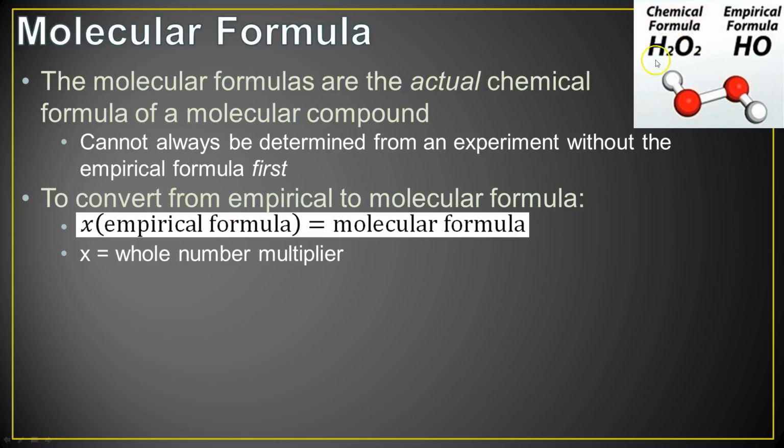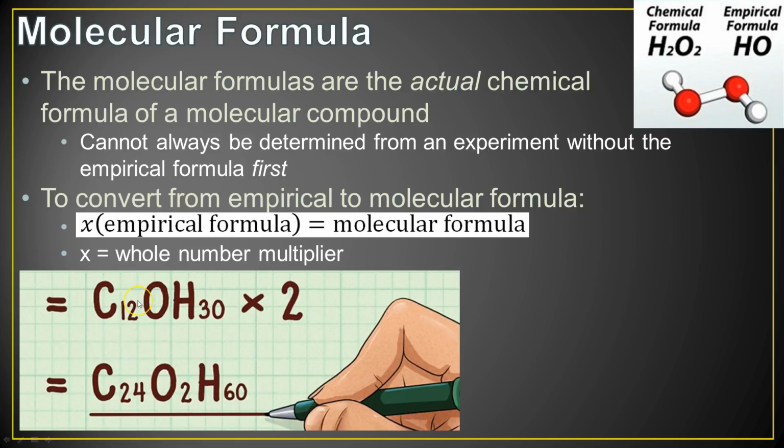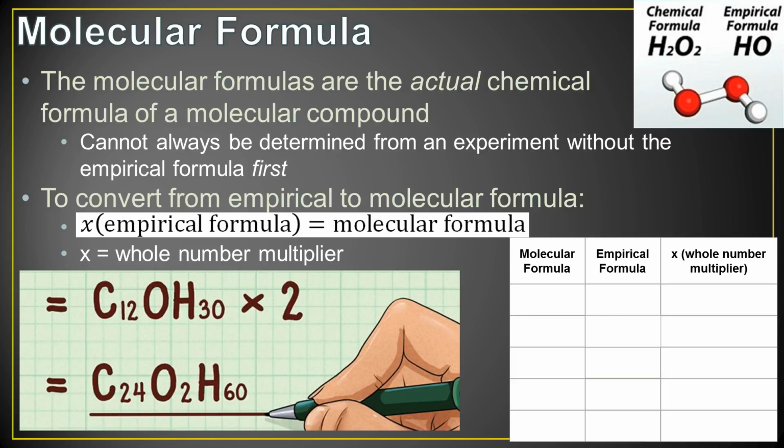This one right here is hydrogen peroxide, H2O2, and the empirical formula is HO. In this case, X would essentially be 2, because of this whole little empirical formula, there's going to be 2 of those. So here, this one right here, I have C12OH30, and then you multiply that by 2, and you get C24O2H60. So it's just a very simple math one there.